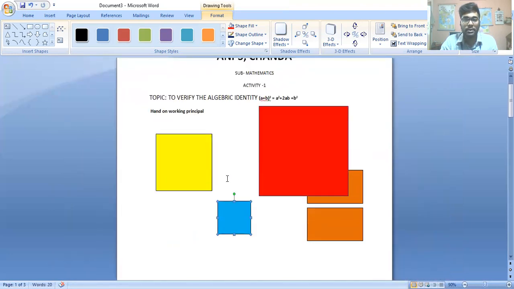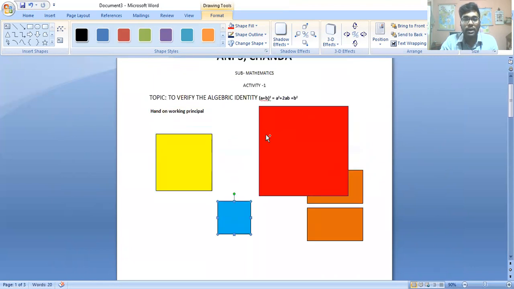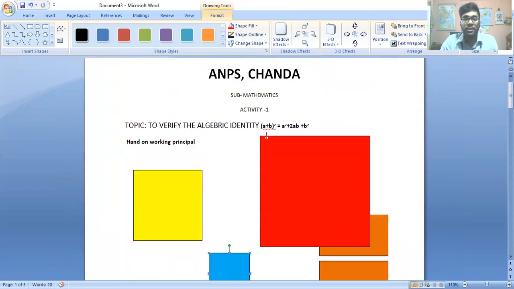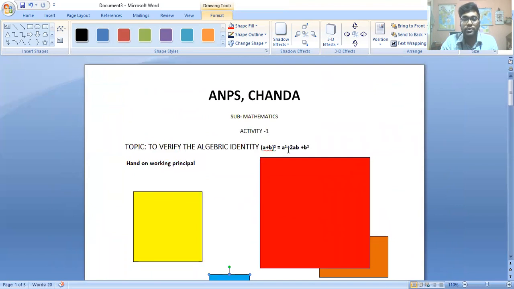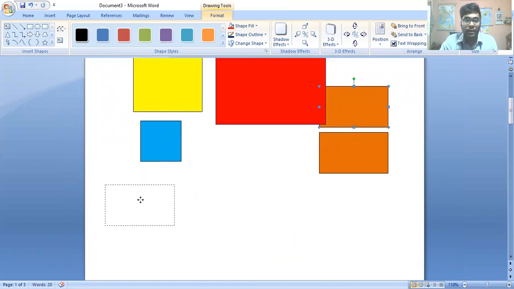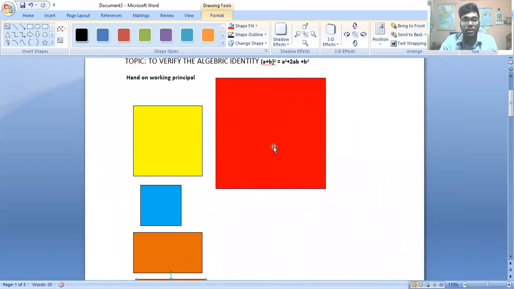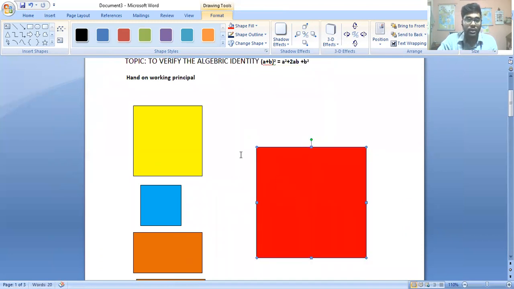Now we are going to assemble. Now here is the interesting part. So see, as per our identity, a plus b whole square should be equal to a square plus 2ab plus b square. That means this square's area should be equal to this and these two. Right? That is our basic principle. This should be the case. So let us see if it happens or not.